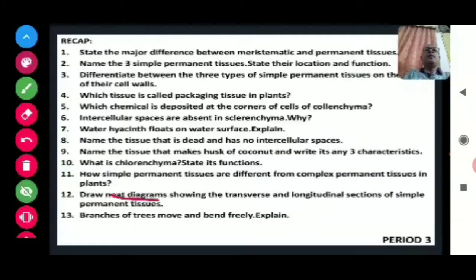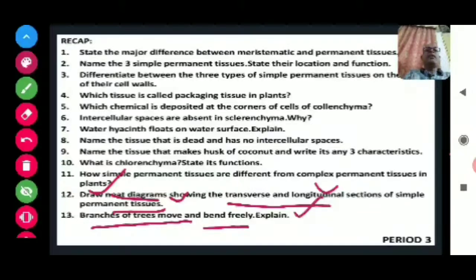Here is the neat diagram showing the transverse and longitudinal section of the simple permanent tissue. And you have to write: the branches of trees move and bend freely, explain. Here you have to mention the role of collenchyma in it. Okay, in question number 13 you have to write down the role of collenchyma in it.